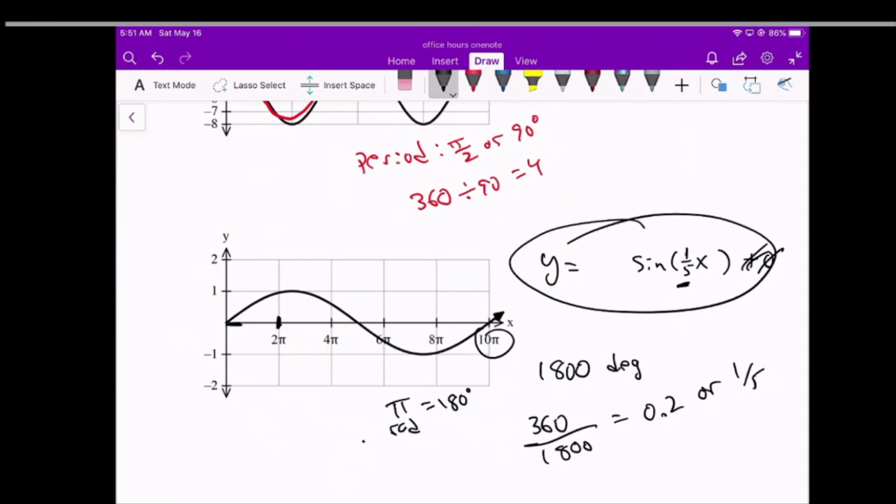So a nice thing to remember is pi is 180 degrees, 2 pi is 360. So the normal period would be 2 pi, but it took us 10 pi. So we're 5 times as slow. Or of course you could just convert to degrees instead and do it that way. And that's it for radians.